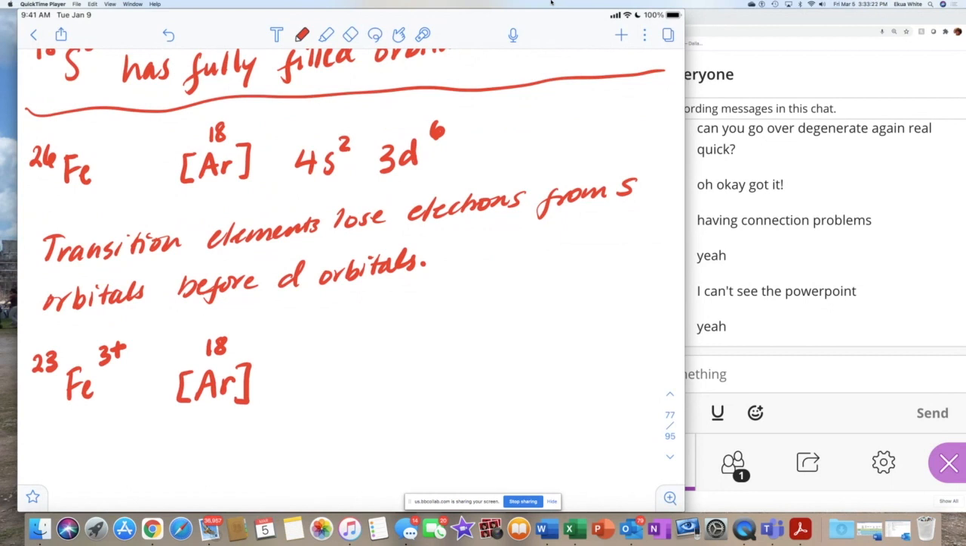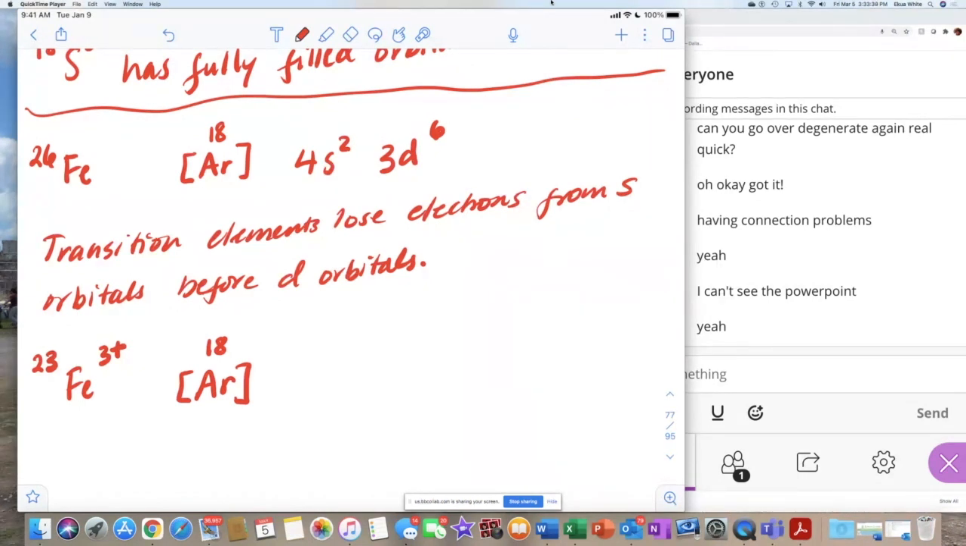And then 18, bear with me as I do this in my calculator. I know I can do it in my head. I know 23 minus 18. It felt nice to do something different. 5. So when we place 18 here with argon, I have 5 more electrons to place.